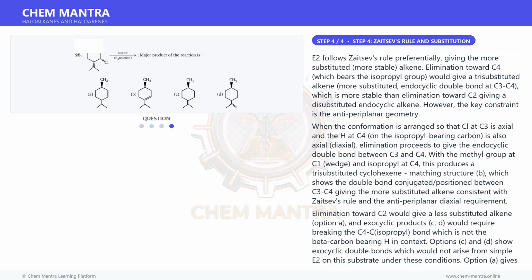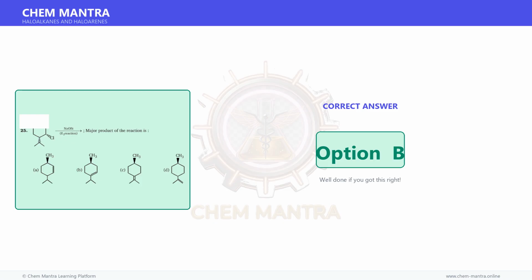Option B gives the more substituted endocyclic alkene satisfying both diaxial antiperiplanar geometry and Zaitsev preference. Therefore, the correct answer is option B.